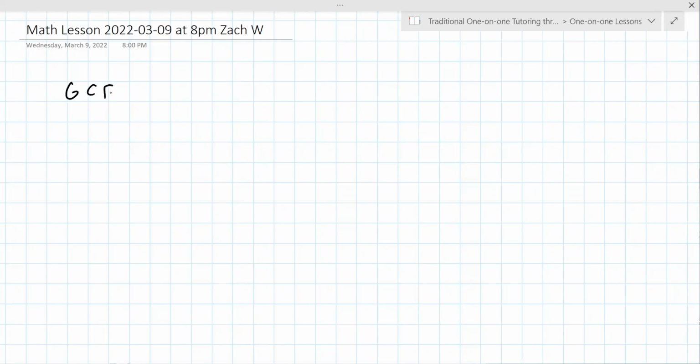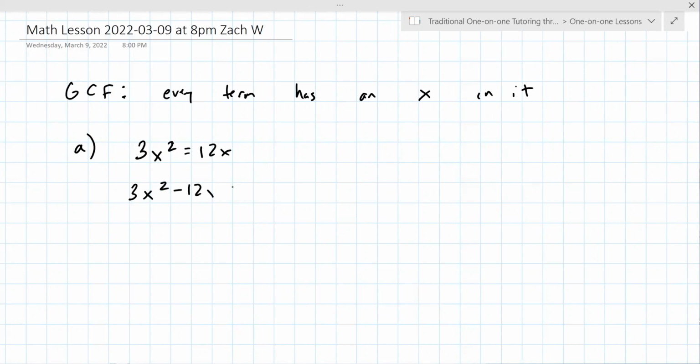You would use GCF? The answer is kind of within the name. With GCF, you're looking for every term to have an x in it. In the case of letter D, it's 3x squared equals 12x. But when you move everything to one side, does every term have an x in it? Yes. And we'll get to solving that in a minute, but let's look at another possibility.